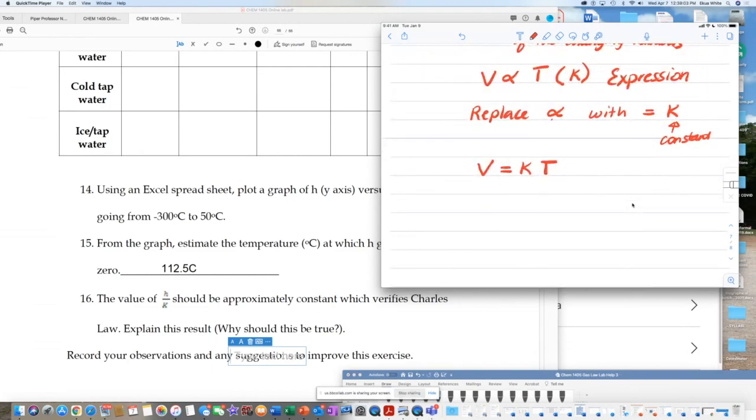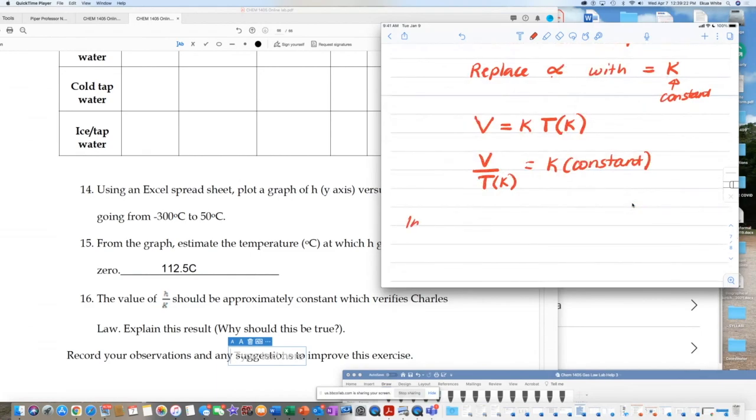So when we rearrange the equation, we're trying to figure out what is constant. So volume over temperature, temperature has to be in Kelvin, equals K, where K stands for constant. So we did all this math, all this illustration just to say, in Charles' law, the volume of a gas divided by the temperature.